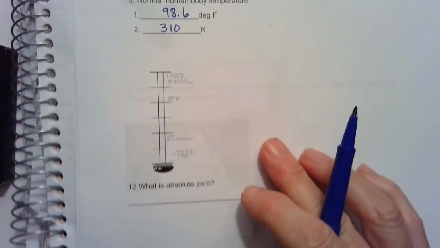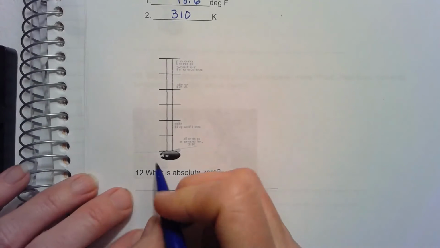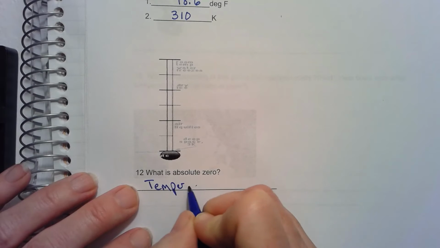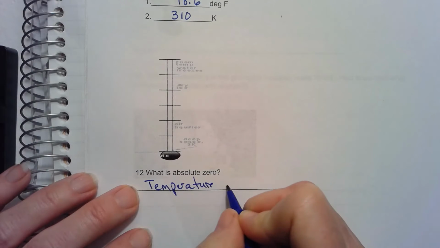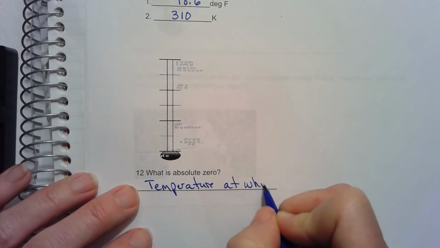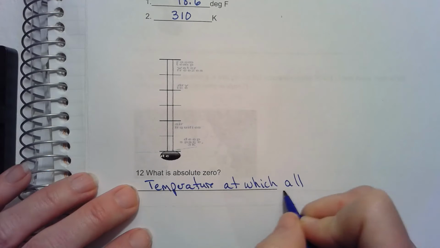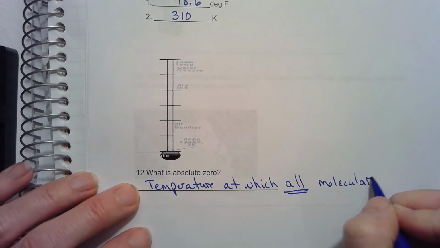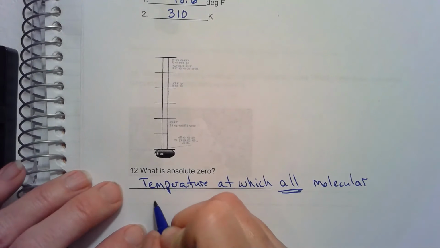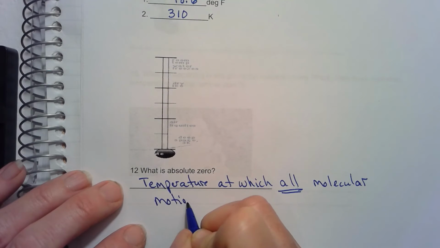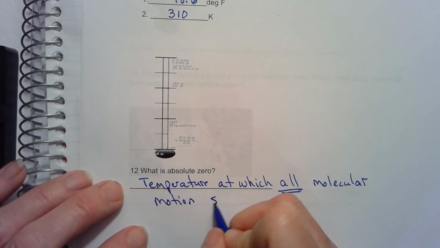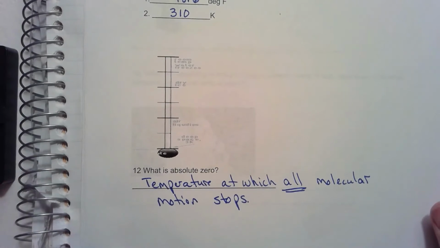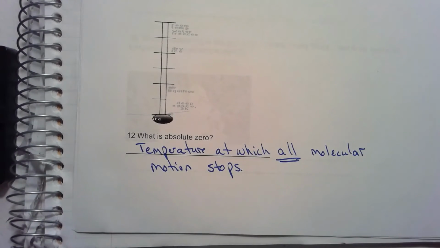So absolute zero is the temperature at which all molecular motion stops. No movement at all.